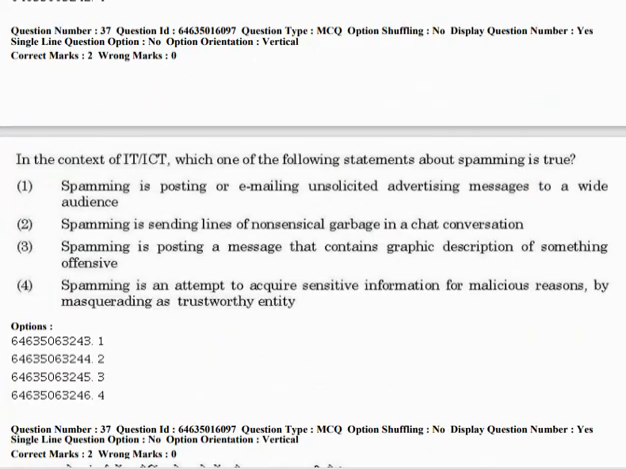37. In the context of IT or information communication technology, which statement about spamming is true? Spamming is posting or emailing unsolicited advertising messages to a wide audience. सही लग रहा है. Spamming is sending lines of nonsensical garbage in chat. गलत. Spamming is posting a message that contains graphic description of something offensive. No. Spamming is an attempt to acquire sensitive information for malicious reasons by masquerading as a trustworthy entity. Not. It is option number 1.